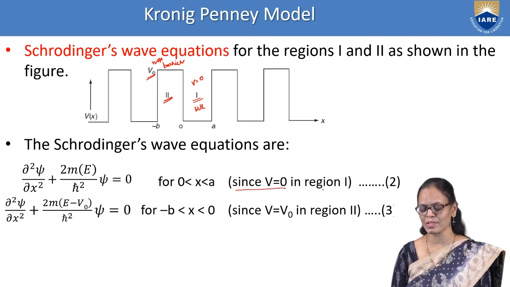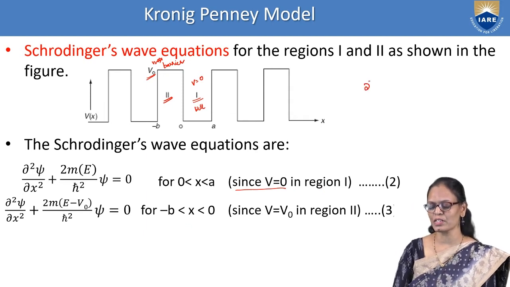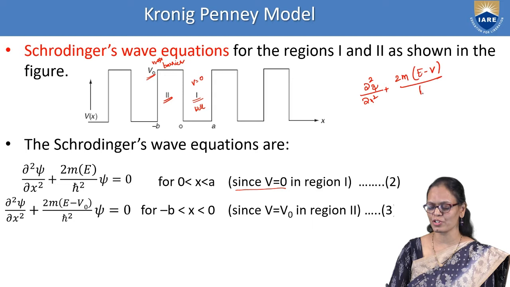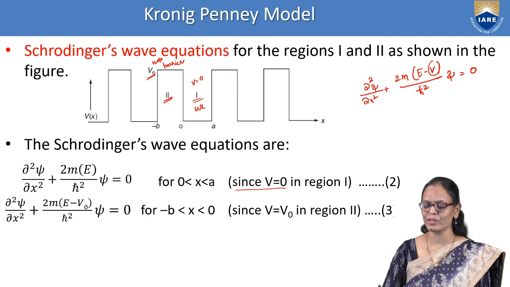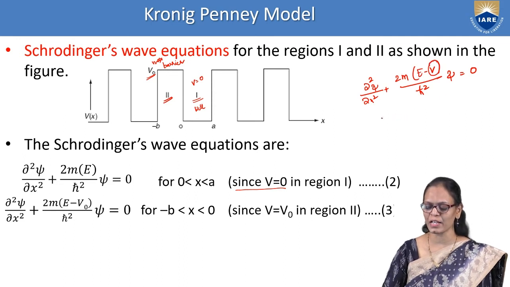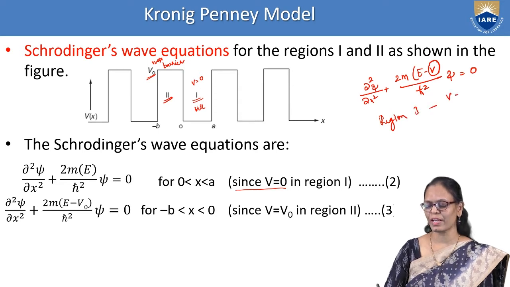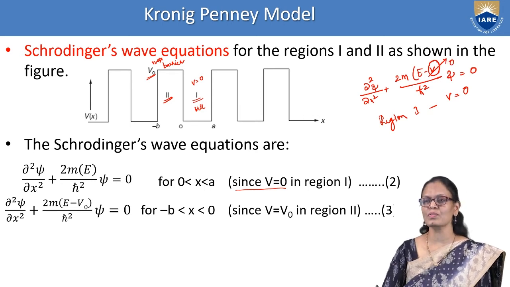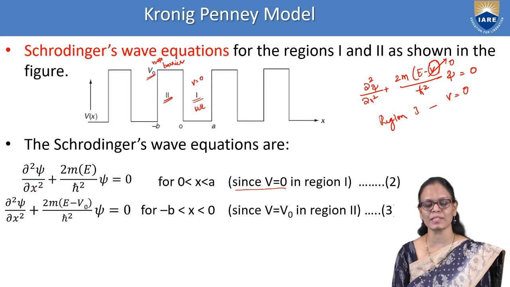Since V is equal to 0 in region 1, in the original expression, dou square psi by dou x square plus 2m into E minus V by h cross square psi is equal to 0, here we will put the value of V to be 0 for region 1. So this term goes to 0. What we are left with is dou square psi by dou x square plus 2m into E by h cross square psi is equal to 0.